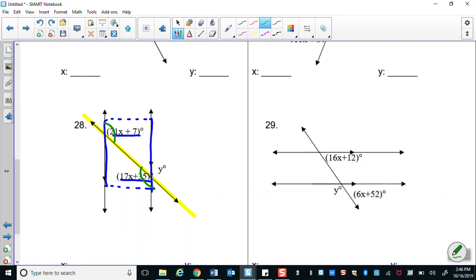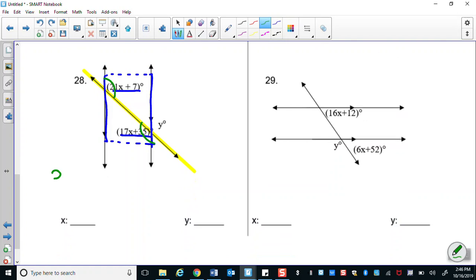So if you remember, with alternate interior, or you can look at your purple sheet, we know that they're equal. So we're going to write an equation that sets them equal to each other. So you have 21x plus 7 equals 17x plus 35. Okay? So while I'm solving that, you guys can solve that. So pause the video, take a minute. You can either go to Desmos and solve it, or you can do it by hand. But you should get that x is 7.